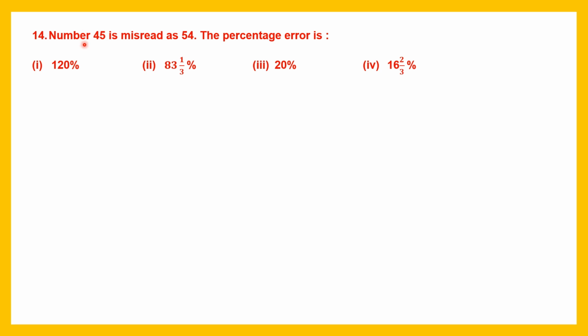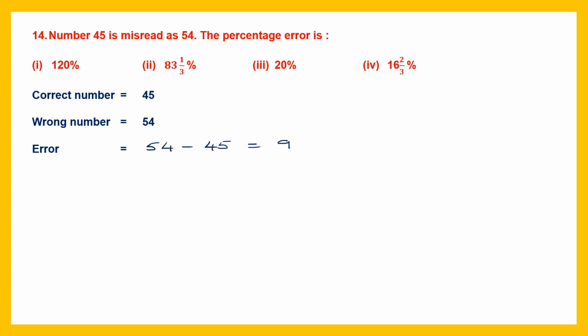Okay, the original number is 45, but it is read in a wrong way as 54. So there is a small error. What is that percentage error? So the correct number is 45 and the wrong number is 54. So there is an error, and what is that error? Error will be the difference between these two. That is 54 minus 45. 54 minus 45 is 9. So the error is 9.